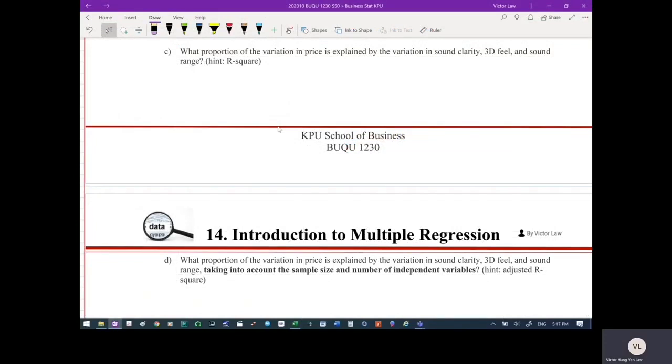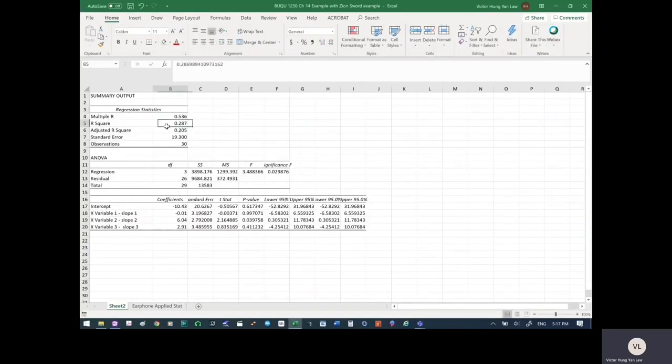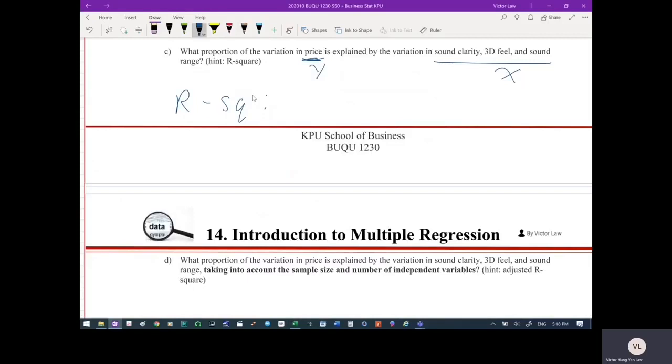So part C, what proportion of variation in price is explained by the variation in sound clarity, 3D feel, and sound range? Again, what we're looking at here is the proportion of variation in Y that is explained by the variation in your X. So this is your R square. When we look at the R square from the Excel file, we can see that the R square is 28.7%. And that's your answer for part C. Okay, so the model explained 28.7%.